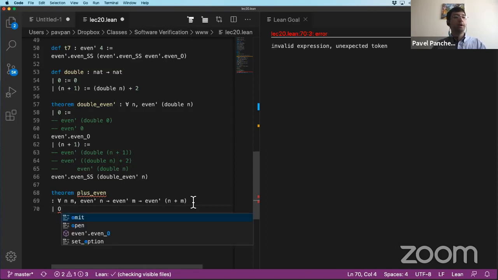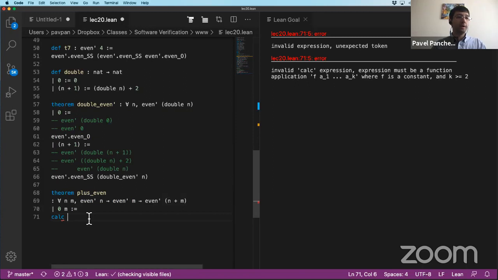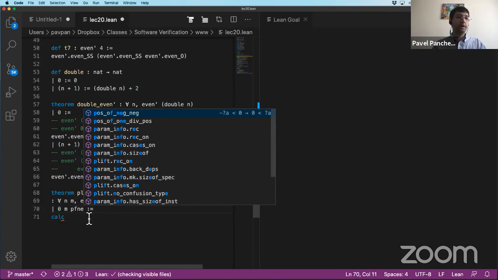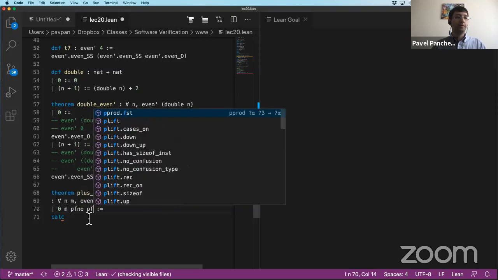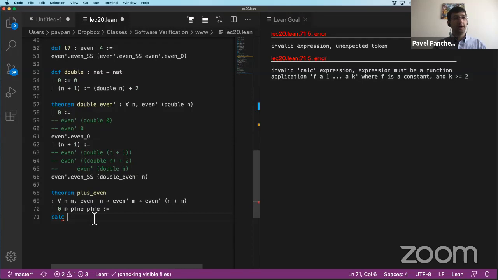If n is 0, then we are looking at, and here, instead of writing out these comments that I expect you to follow, I'll just use some Lean syntax that allows me to write them out directly, and that's called calc. And I'm going to have the proof that n is even and the proof that m is even.